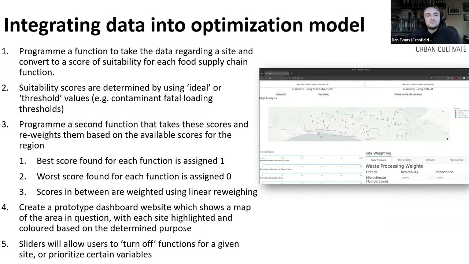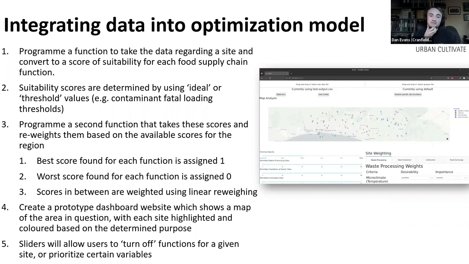The suitability scores are determined by using ideal or threshold values. So if we have, for instance, a site with soil contaminated above the fatal loading threshold, or perhaps air quality which is not sufficient for growing fruit and vegetables, or perhaps some of the accessibility is low, we can determine that suitability based on those ideal values. So that's the first function.